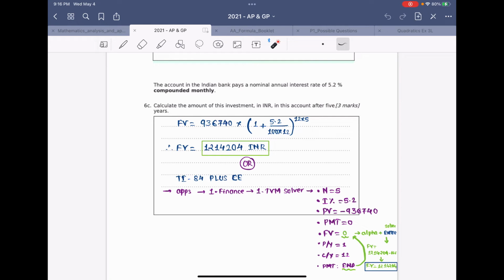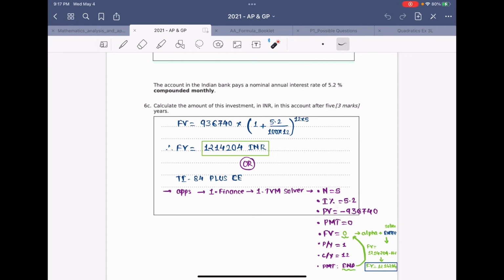Second method, if you are using a calculator, go in TI-84 Plus CE. First go in apps button. You will see the first option, that is finance. You will go in the first option, that is TVM Solver. You will see the ready-made format with the previous values. You have to change that. In this case, your N is 5 years. Type N is equal to 5.